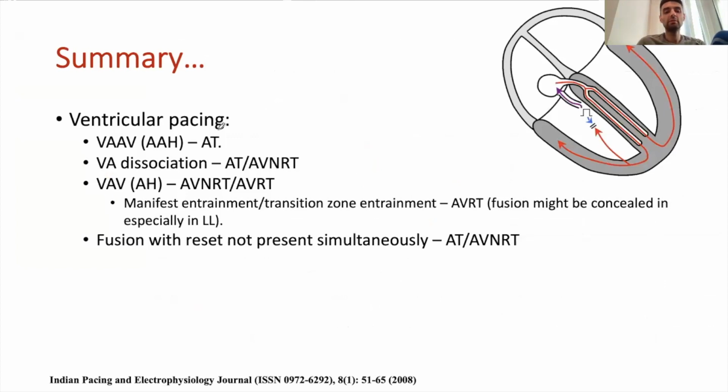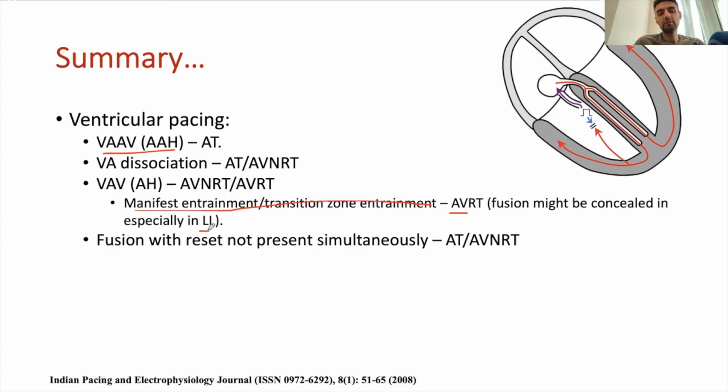So when you're ventricular pacing, after you stop pacing, you want to look at the response after pacing, whether it's a VAAV or VAV response. If it's a VAAV response, atrial tachycardia. If there's VA dissociation, it's most likely atrial tachycardia or AVNRT, because V technically is not part of the AVNRT circuit. If you see a VAV response, then it might be AVNRT or AVRT. If you see manifest entrainment during the transition zone, it is most likely AVRT.